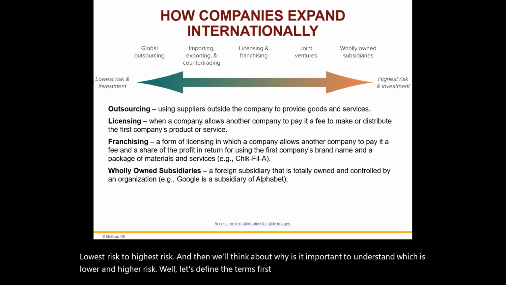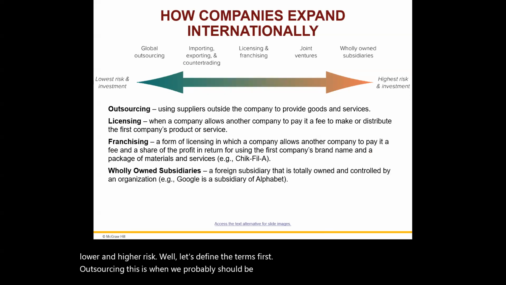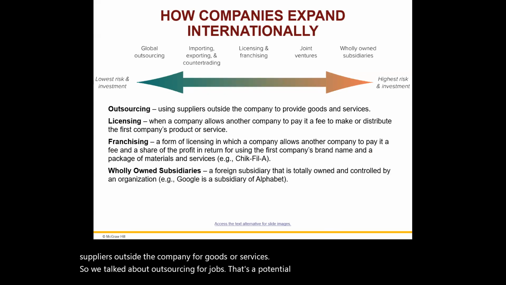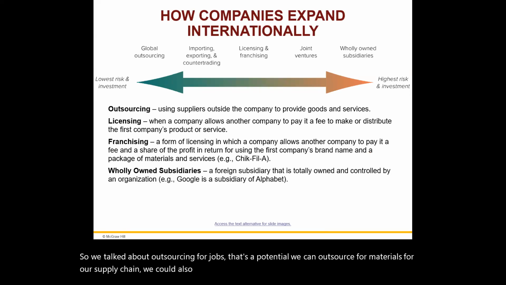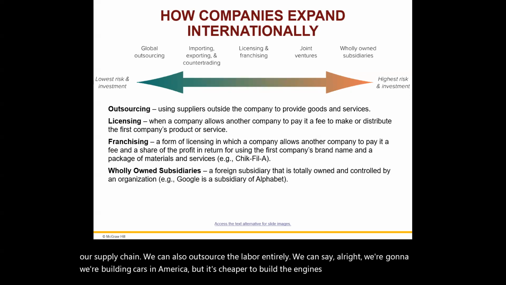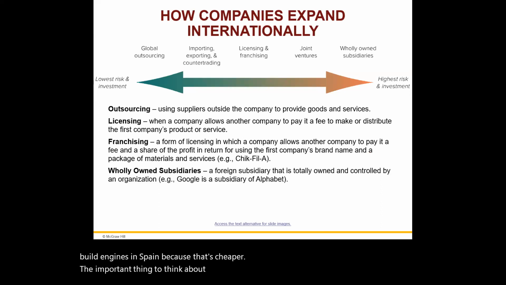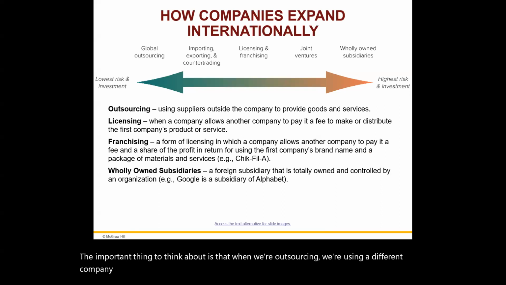So outsourcing, this is one we probably should be familiar with already, is if we are using suppliers outside the company for goods or services. So we talked about outsourcing for jobs. That's a potential. We can outsource for materials for our supply chain. We can also outsource the labor entirely. We can say, all right, we're building cars in America, but it's cheaper to build the engines in Spain. So we're going to build the engines in Spain because that's cheaper. The important thing to think about is that when we're outsourcing, we're using a different company to provide us with something.